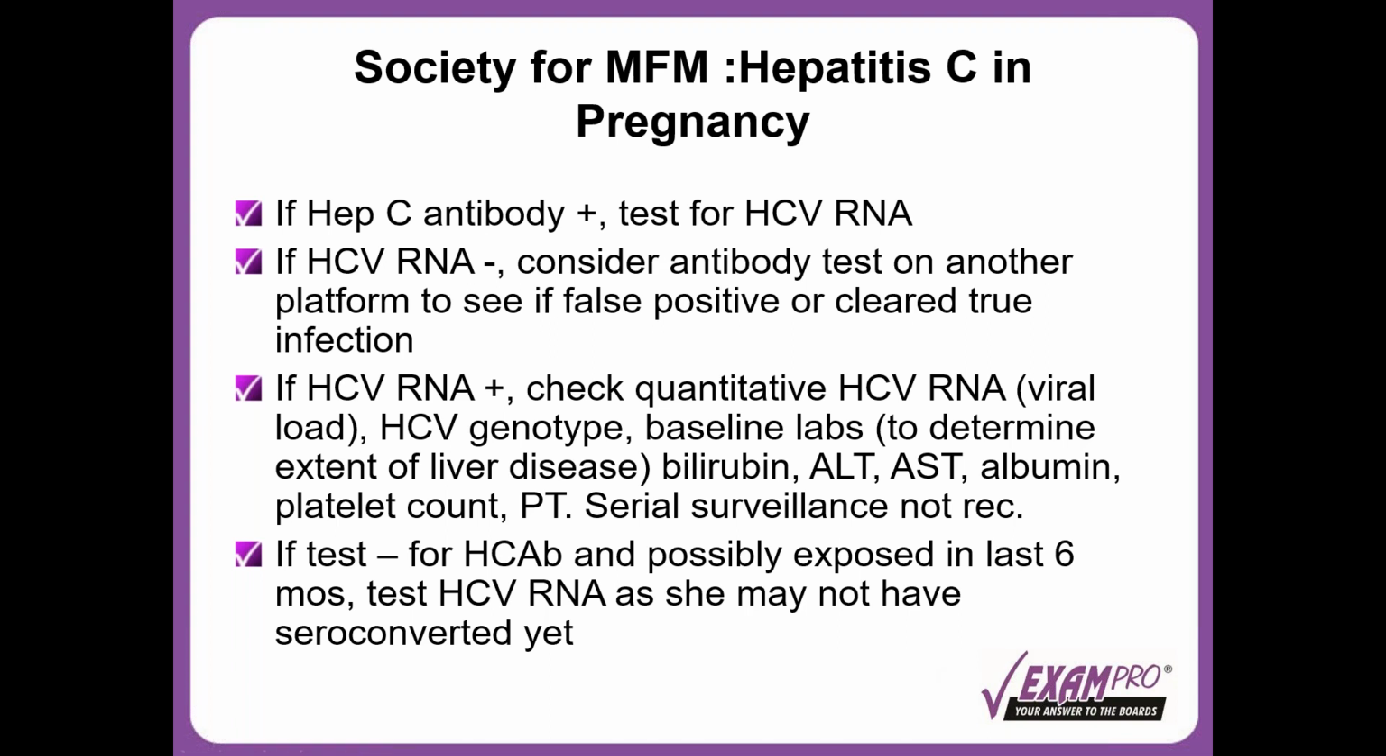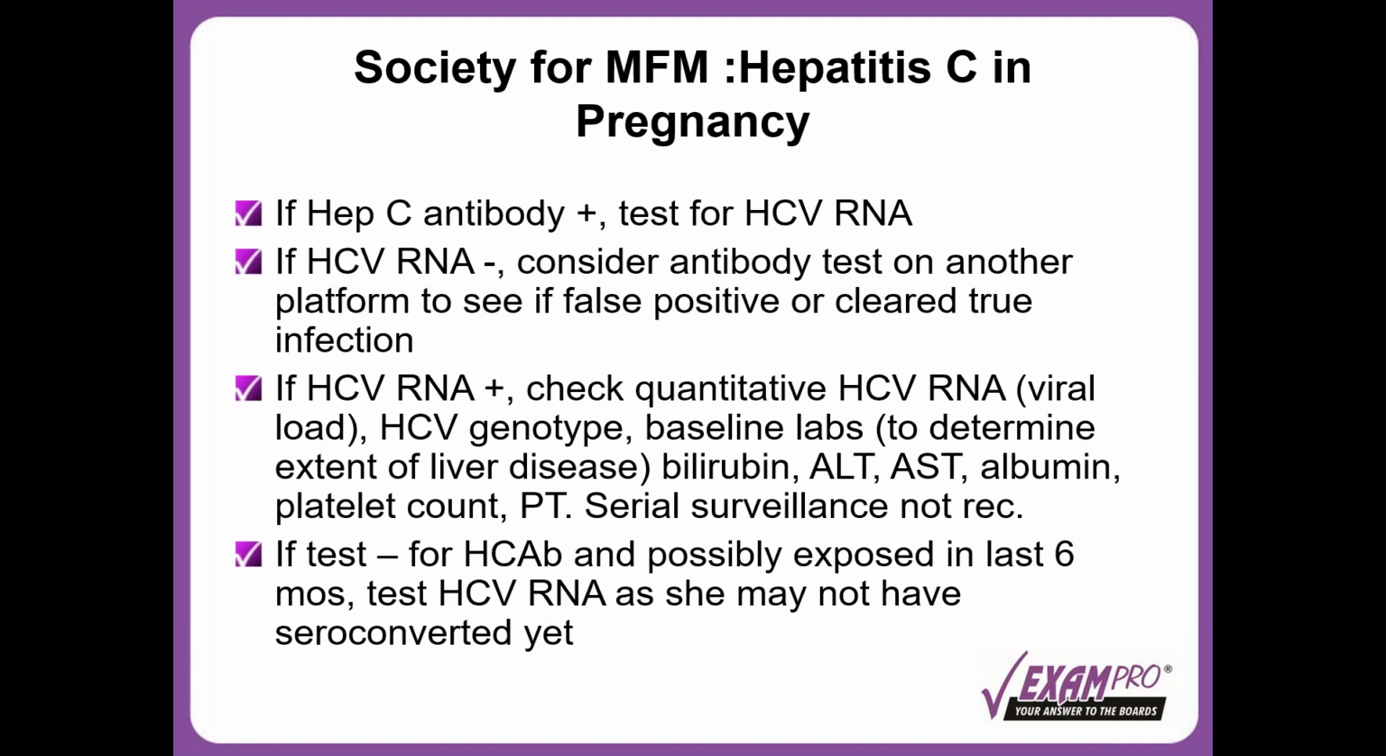So let's say, as part of the screen, what are you supposed to do? You get the hep C antibody test. If it's positive, then you test for hepatitis C RNA. If the RNA comes back negative, so you have a positive antibody and a negative RNA, there are two things. You should either consider doing a different type of antibody test to see if this is just a false positive, or, if the second one also came back positive, she would be one of those few rare people who actually cleared hep C from her body, and this would be a cleared true infection. Does that make sense? All right, that's not going to happen very often.